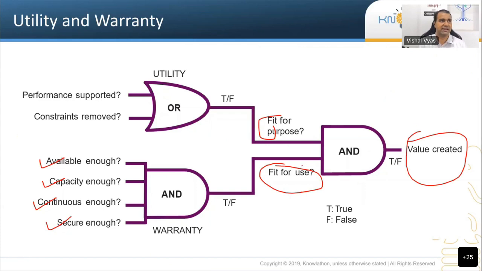So if you want to look at the outcome side, you have to look at the input side. What performance the customer is looking to be enhanced, what constraints the customer has, what availability the customer is expecting, what capacity requirement the customer has, what continuity the customer is expecting, and what level of security the customer is expecting. If you understand all of these and structure your service accordingly, then the service delivers value. The value is created. Make sense?